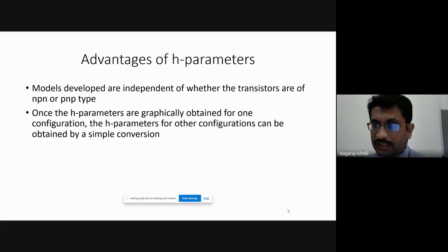Then question number 7: state and prove Miller's theorem. We have to explain Miller's theorem here.